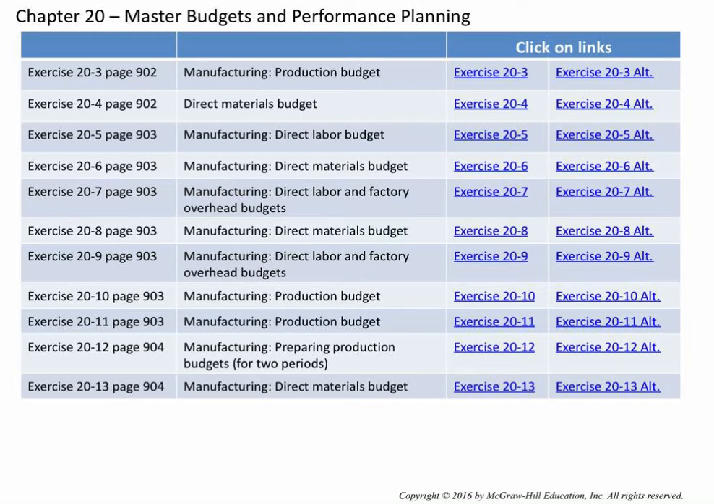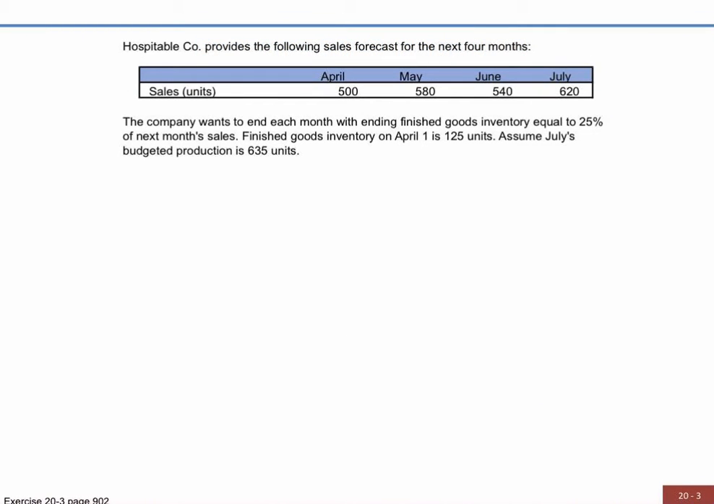This week we're going to take a look at a couple exercises from chapter 20, and we're focusing on master budget. So we're going to take a look first of all at production budget. And for the operations folks, for the folks making production of these goods, they're going to want to look ahead to see what the marketing department is forecasting in terms of sales.